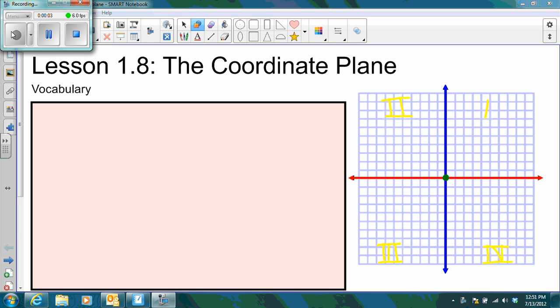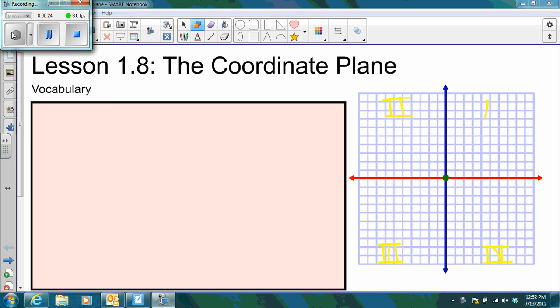The last section in Chapter 1 is on the coordinate plane. You may have used this in the past, but it's very important because this ties a lot into science, and anytime you have data, you need to know how to display it. And a specific type of way of doing this is using a scatter plot, which uses the coordinate plane, and we'll do an example like that later.